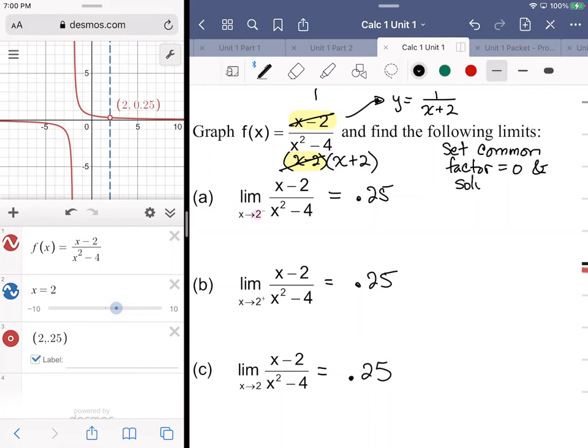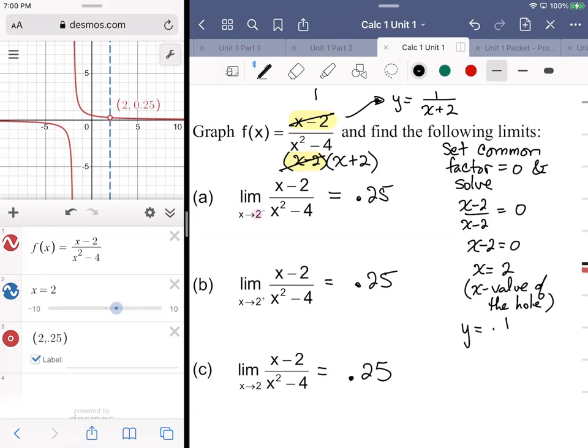And solve. All right, that common factor that canceled out, it canceled out because it's indeterminate. Right, so I would take x minus 2 over x minus 2, set it equal to 0 and solve. So cross multiply, you get x minus 2 equals 0, which would make x equal to a positive 2. This is the x value of the hole.